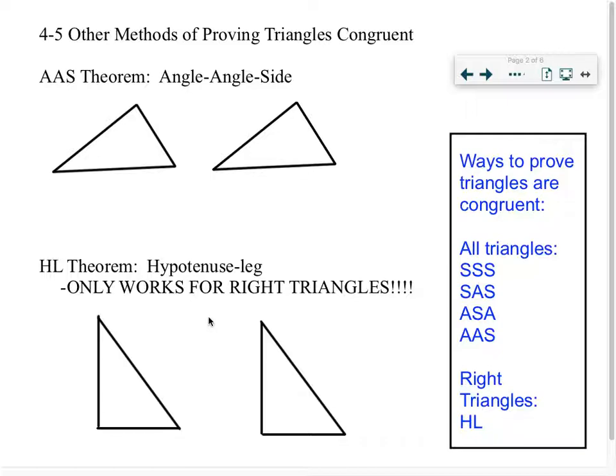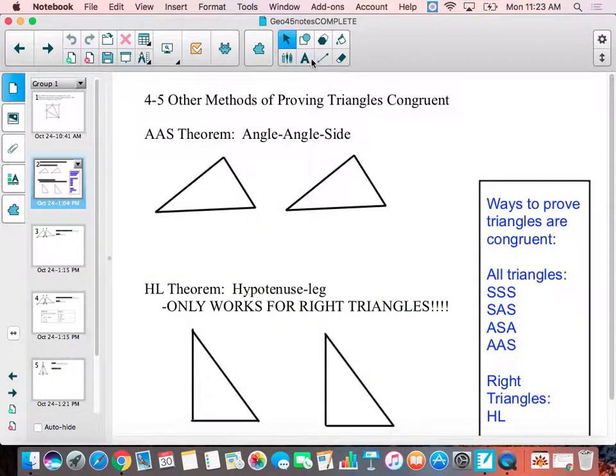If you can prove two angles of one triangle are congruent to two angles of another triangle, then obviously their third angles are going to be congruent as well. So with angle side angle and angle angle side, you just have to pay attention to where the placement of that side is. The hypotenuse leg theorem actually kind of looks like the SSA that we already talked about does not work.